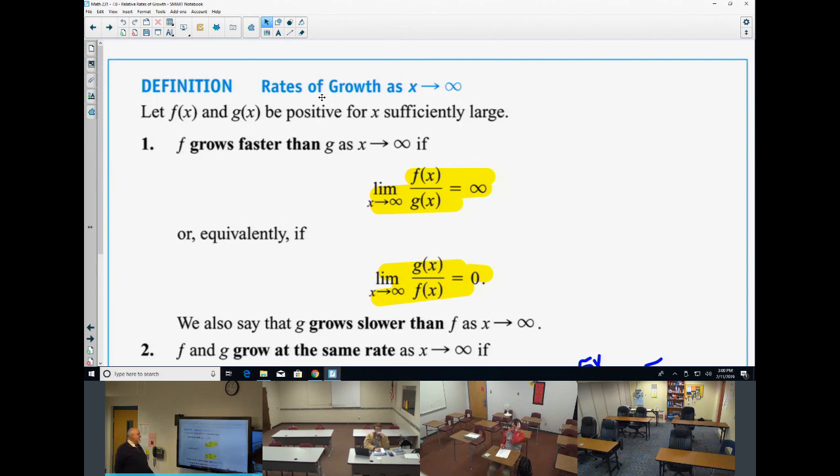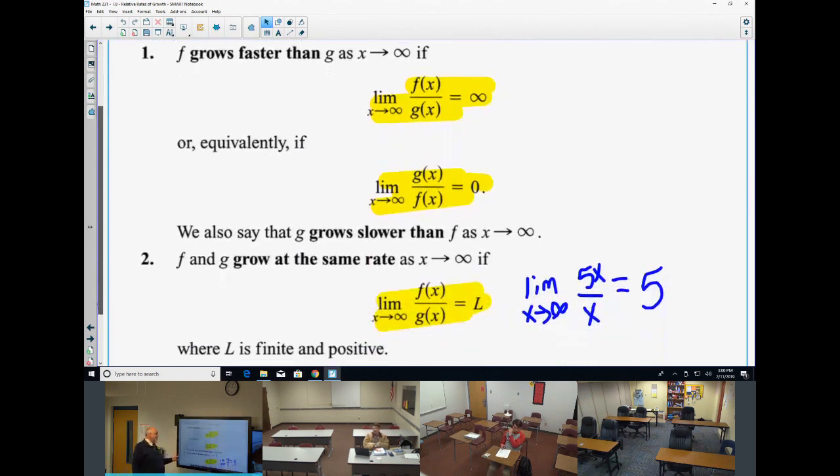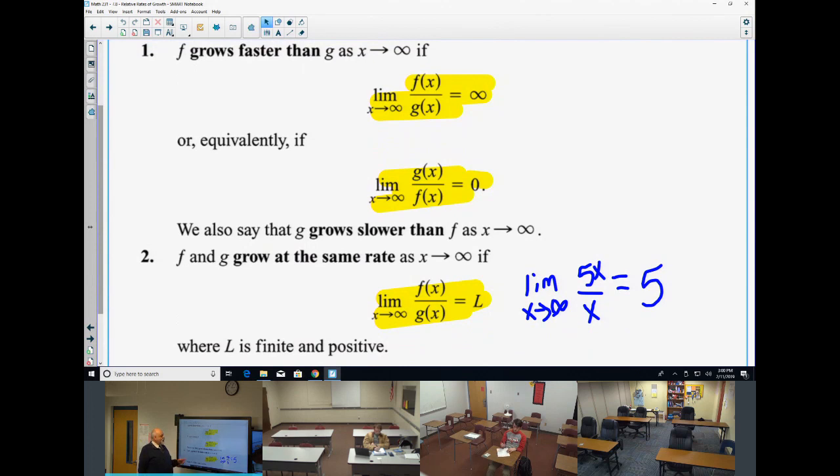And then f and g grow at the same rate if, when you calculate that limit, you get a number, L. And L can be any number. But if you get a number, then that means they grow at the same rate. So like 5x and x, you could cancel the x's, and so the limit would just be 5. So that means that 5x and x grow at the same rate.